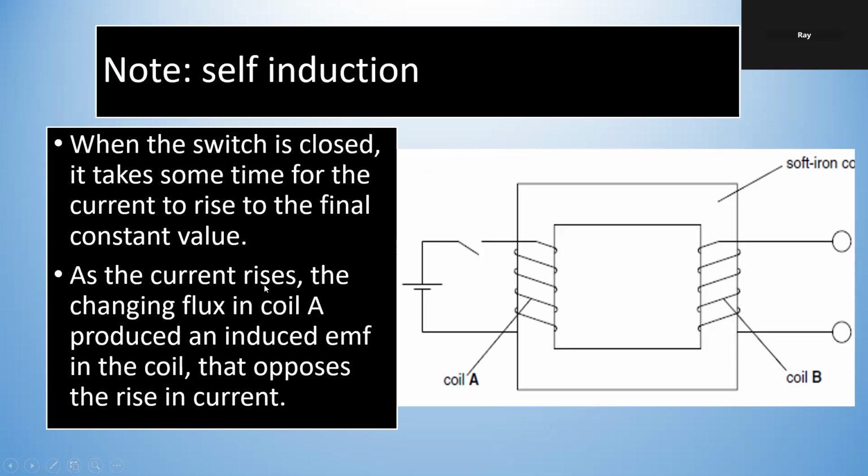As the current rises, the changing flux in coil A produces an induced EMF that opposes the rise in current. Otherwise the current would go up very fast. So the changing flux induces an EMF that opposes the direct EMF or direct current. That's why it rises very slowly.